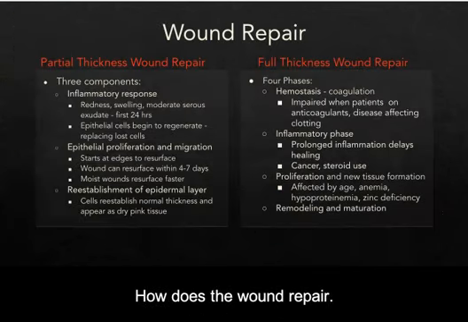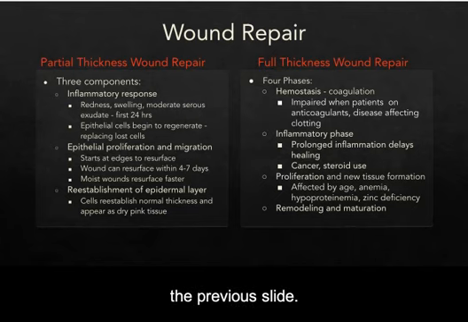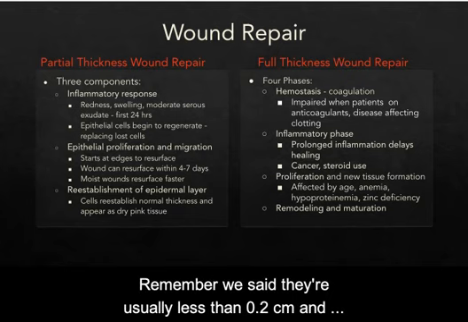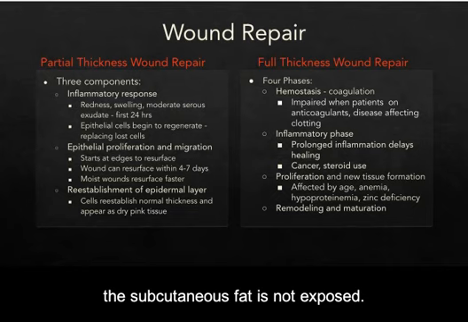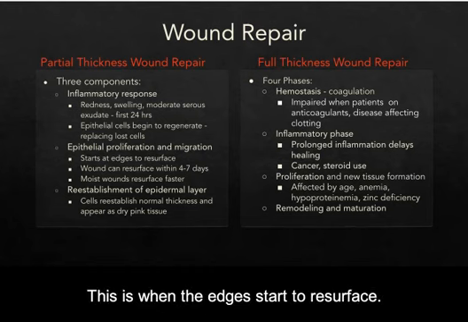Wound repair. How does the wound repair? Now, we talked a little bit about the healing stages in the previous slide. Now, what happens with partial thickness wounds that are very shallow? Remember we said they're usually less than 0.2 centimeters, and the subcutaneous fat is not exposed. So how do these heal? You have the inflammatory response, the redness, swelling, moderate serous exudate, epithelial cells start to regenerate. Then we have epithelial proliferation and migration. This is when the edges start to resurface.